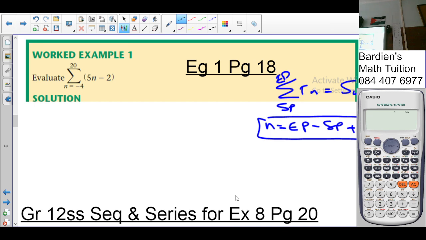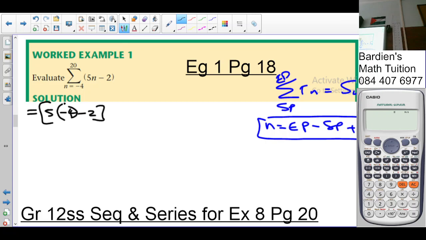So where do we start? We start with the starting point, which is -4. So what do we say? It's going to be 5. Whenever we're working sigma, we work out the first 3 terms, always. Okay. So we're going to say 5 times -4 minus 2.